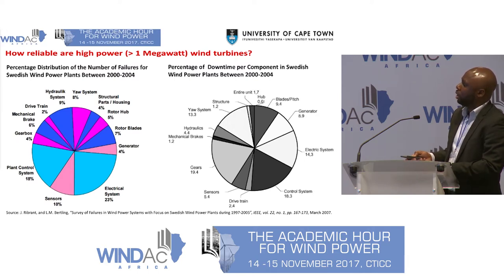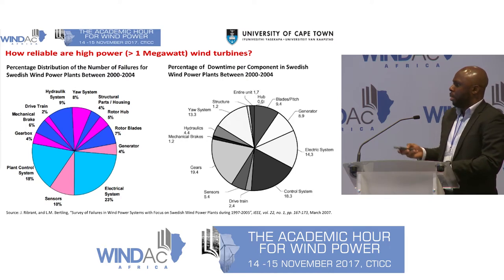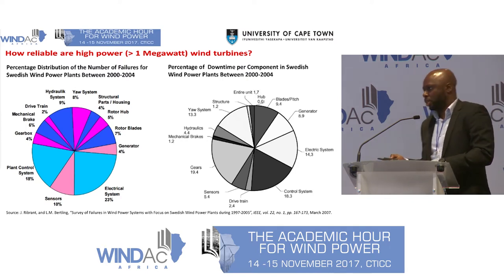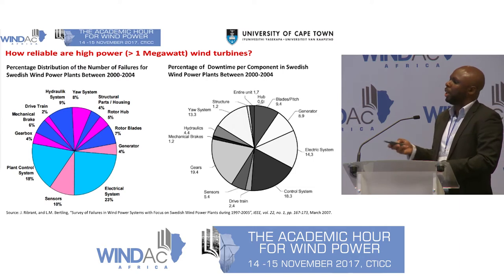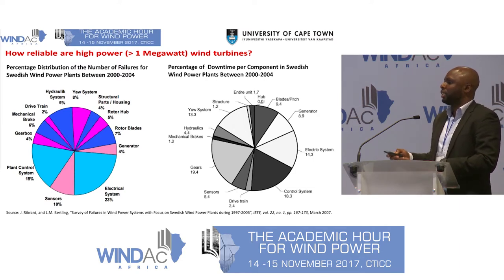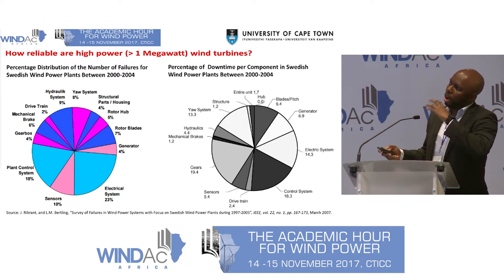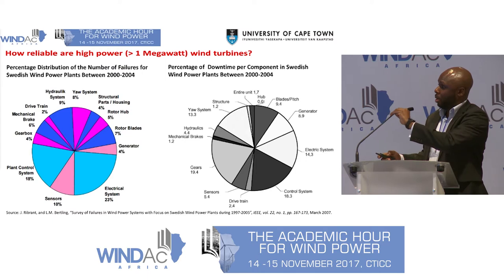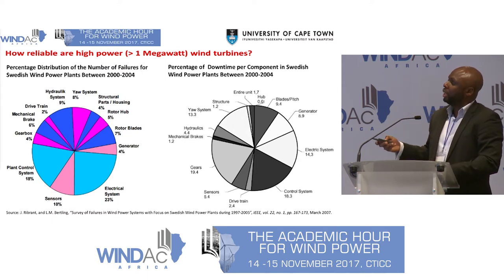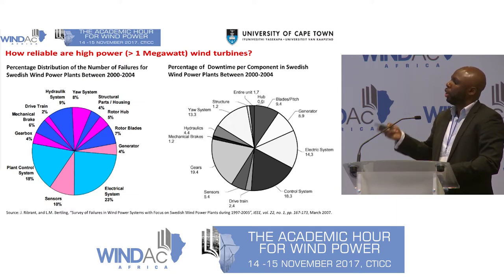And then the third was the electrical system. But in this study, what they've done was to lump up the electrical system, including also the converter. So they didn't actually differentiate electrical systems from converters, but other studies actually did differentiate, and they also made the same assumption that the electrical system was indeed responsible for most of the faults, then followed by the converter and also the control systems and sensors.